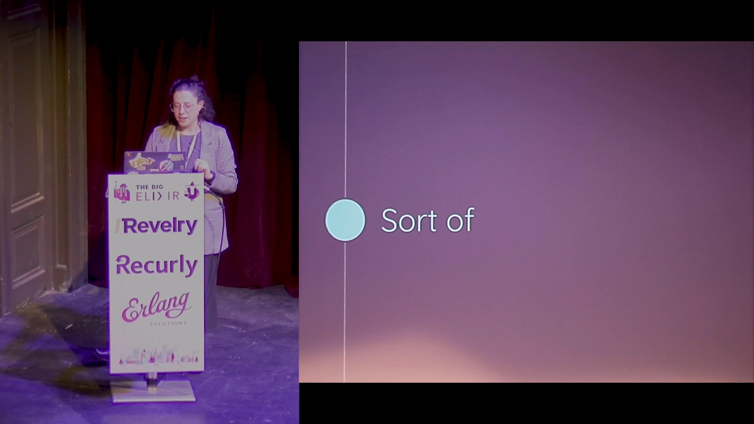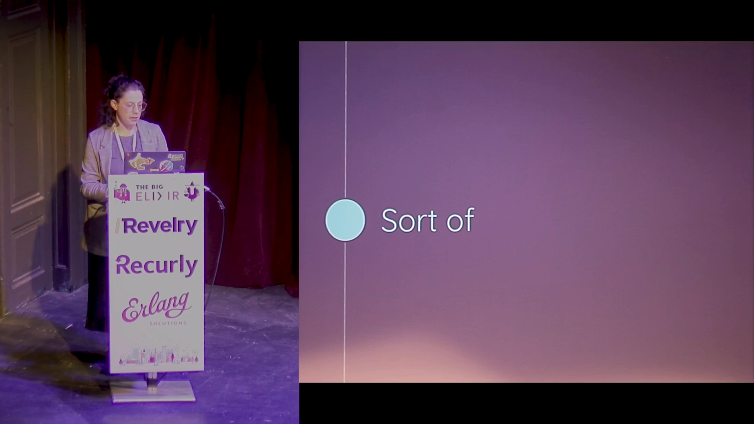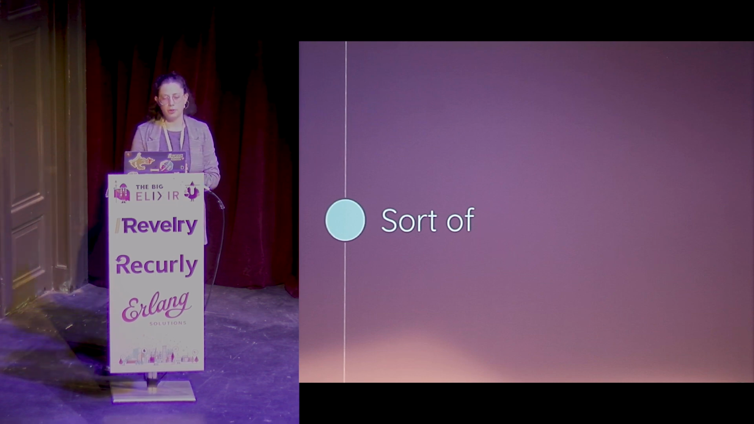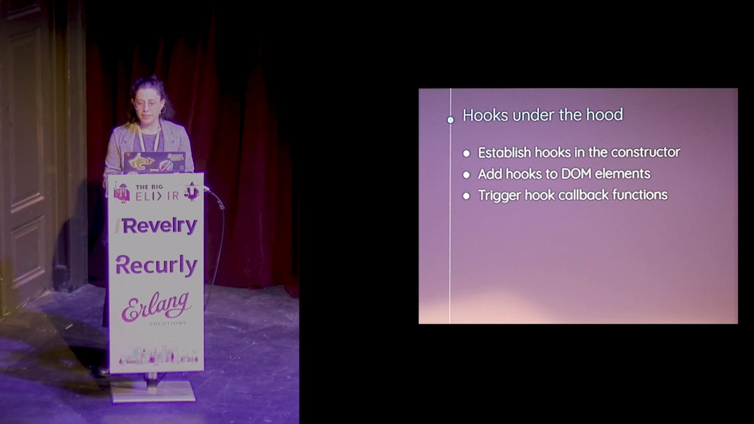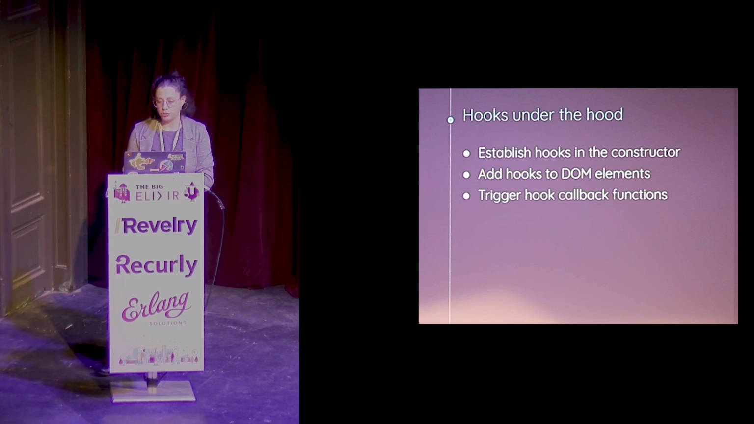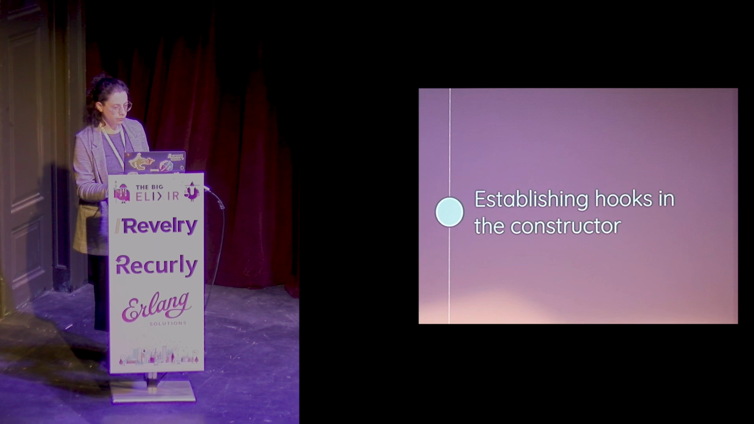All right, so one more peek under the hood at some LiveView source code before we wrap up. Once again, reminder, don't let my dog under the hood of your car. All right, so hooks under the hood. The code underlying the hooks functionality has three basic parts. We're going to establish any hooks passed into our LiveView socket initialization via the LiveView constructor function. We're going to add any hooks to the DOM elements to which they're bound via that Phoenix hook binding. And lastly, we trigger the hook callback functions under the appropriate conditions.